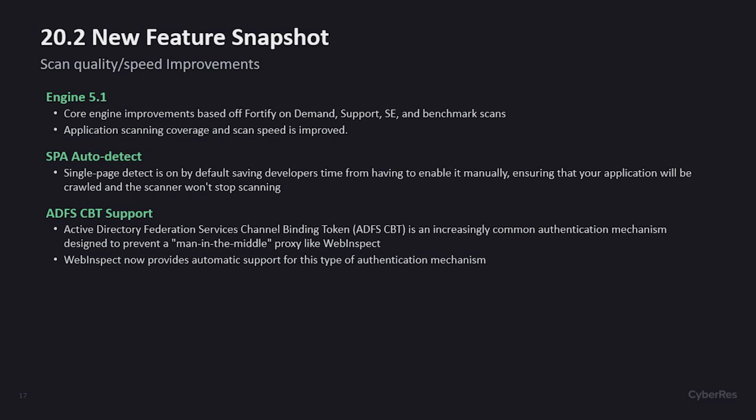Shortly after our 20.1 release, we got some feedback from the field that there was a new type of authentication that we weren't supporting. Microsoft had pushed down a recommendation to all of their ADFS customers that they should enable what they called extended protection. Part of extended protection was enabling what's called a channel binding token, or a CBT. What a CBT does is break SSL proxies. So it essentially breaks a man-in-the-middle proxy, which is basically what WebInspect does.